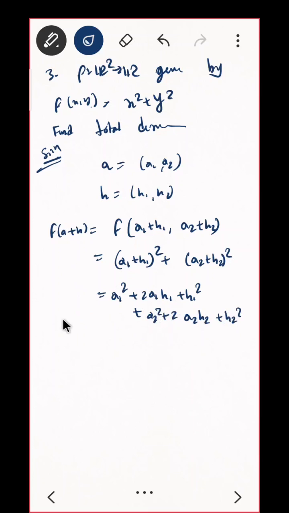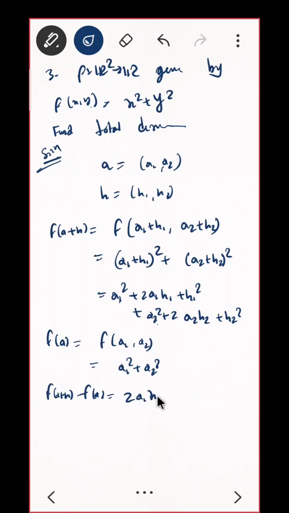This is my f of e plus h. What is f of e? f of e1 e2 will be e1 square plus e2 square. I want their subtraction, f of e plus h minus f of e. What will I have? The e1 and e2 terms will get subtracted. I'll have 2e1h1 plus 2e2h2 plus h1 square plus h2 square.